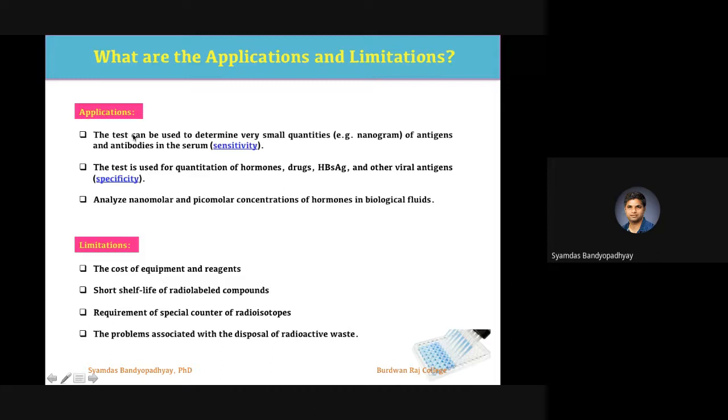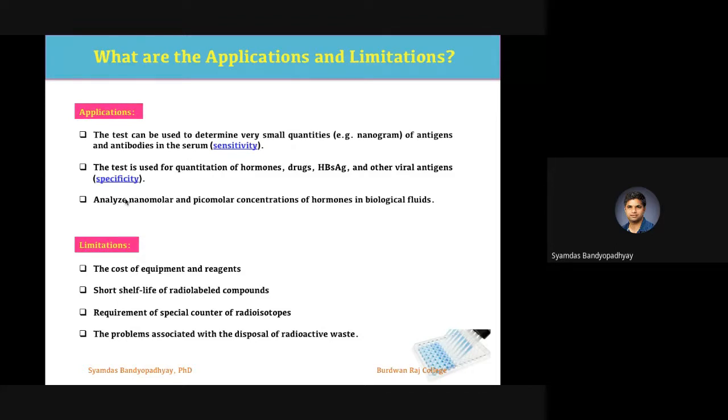So the application is that the test can be used to determine very small quantities of antigen. Even if it is present in picomolar or nanomolar concentrations, you can easily measure the concentration of that antigen present in the sample. That means it is highly sensitive, which is required because sometimes in an experiment you get very little amount of cytokines that you want to measure. In that case, RIA will be very suitable as a technique to be used.